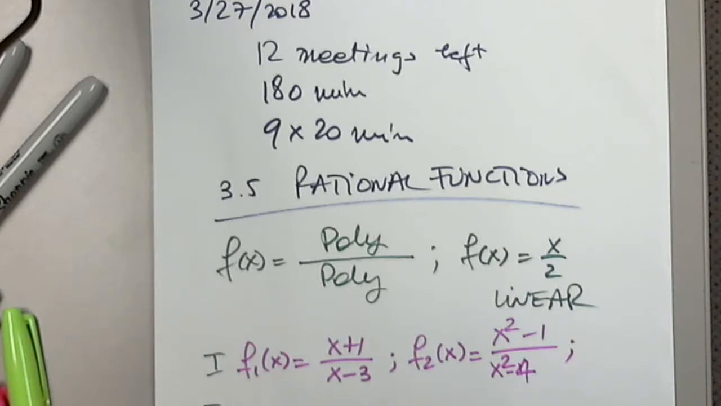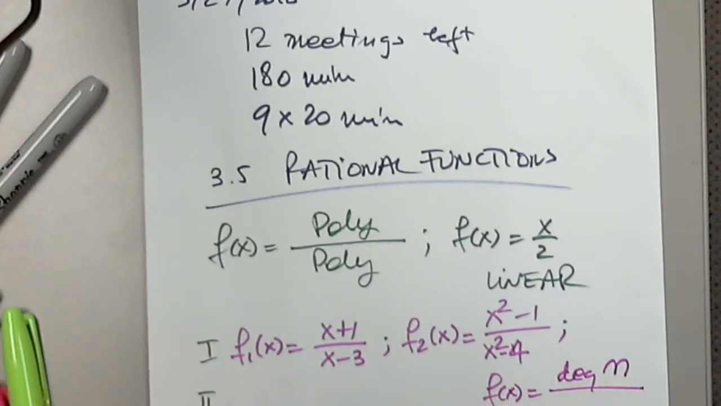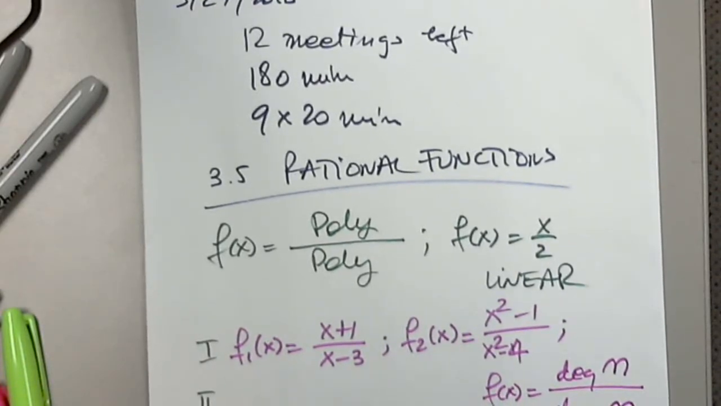Awesome. So type 1 is a function that has degree n in the numerator and degree n in the denominator. That's it. That's the reason why they are grouped in one category. Thank you.